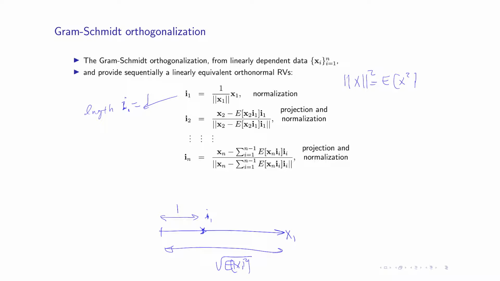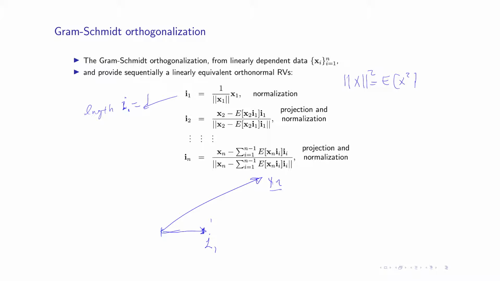Then you look at the second random variable, let's say you have x2, and from x2 you project x2 on this direction. So this is a unitary vector in this direction. You are looking for a vector which is perpendicular to I1, but it is on the same space. So I have I1 and x2. I'm at step 2, and I1 is a unitary vector.